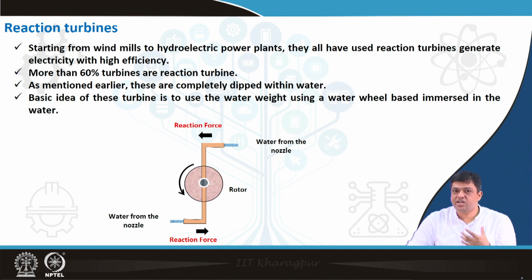Reaction turbines, as stated earlier, are fully submerged in the water, and 60% of the turbines installed in hydroelectric plants are of this type. Water enters from the nozzles, and then a reaction force acts in the opposite direction, resulting in the rotation of this rotor. So, this is a typical way you ensure the rotation of this rotor.